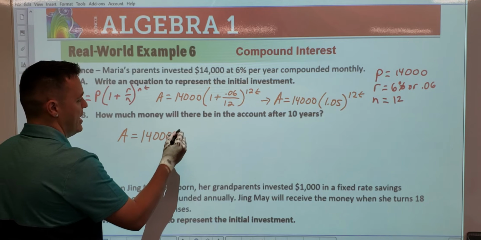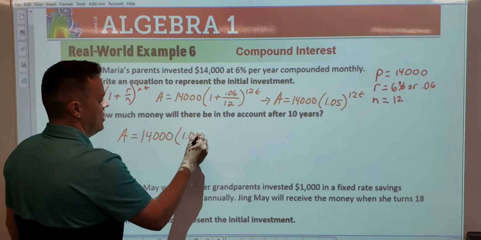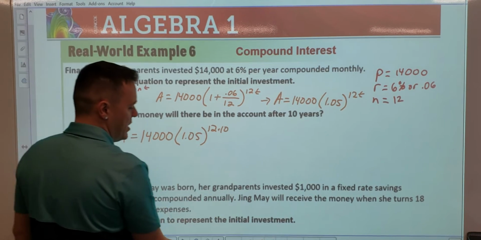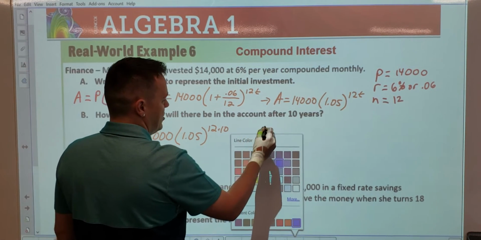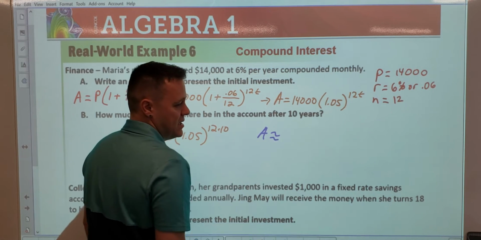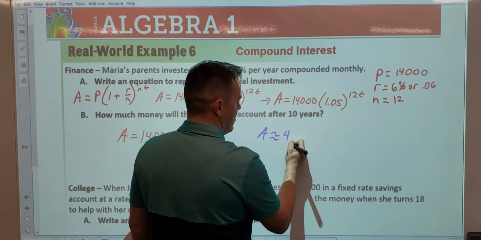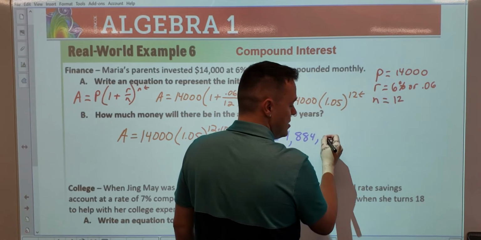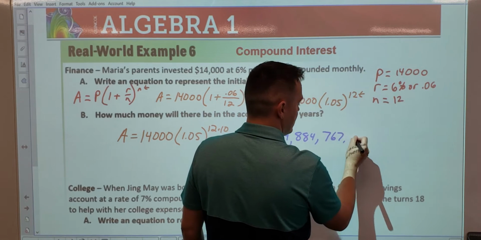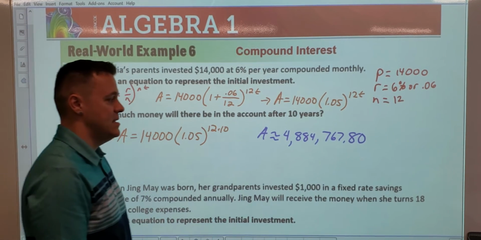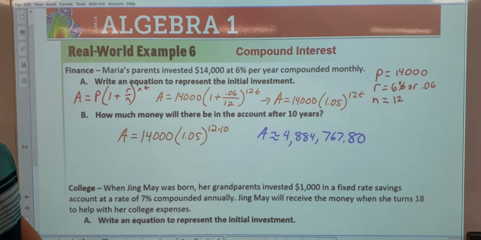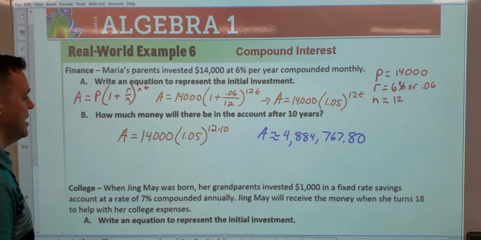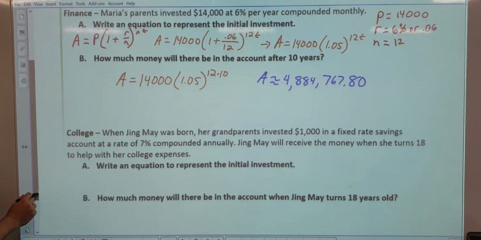So if somebody says, all right, after 10 years, how much am I going to have? Well, ladies and gentlemen, it'd be 12 times 10, which would be 120. Put that in a calculator, and your amount would be approximately, and this is a big number, $4,884,767.80. That's a lot. Most things aren't compounded monthly, but if you can find something that does that, you make a lot of money really fast, and in reality as well.